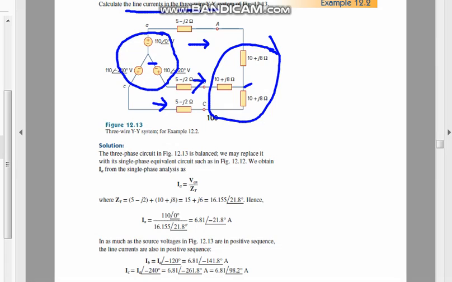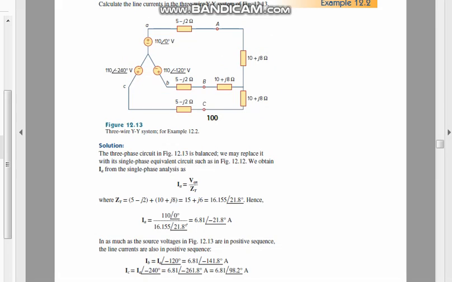There is no neutral connected here, but we have to keep in mind that the phase voltages are equal to each other, all 120 degrees apart: 0, minus 120, and 120. And there are three loads, which are also equal, so that is a balanced system. First of all, the three-phase circuit in this figure is balanced, as I have told you.